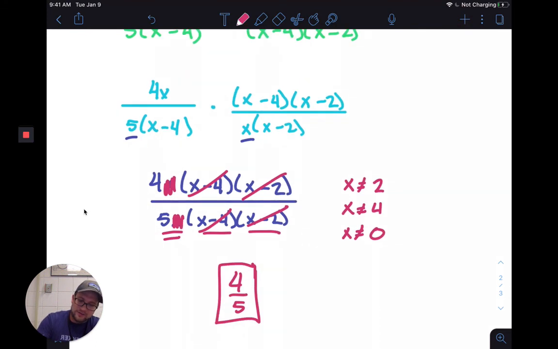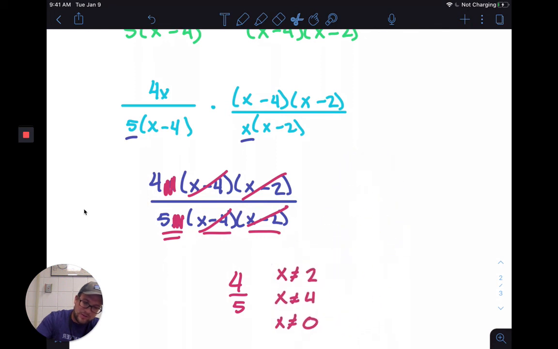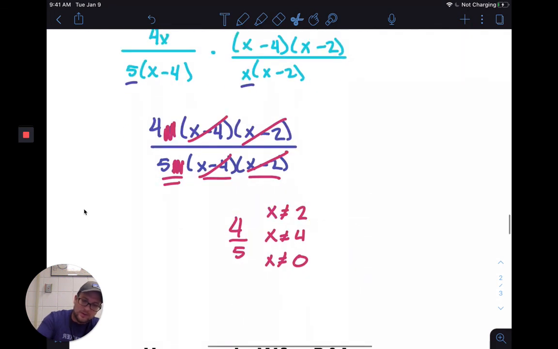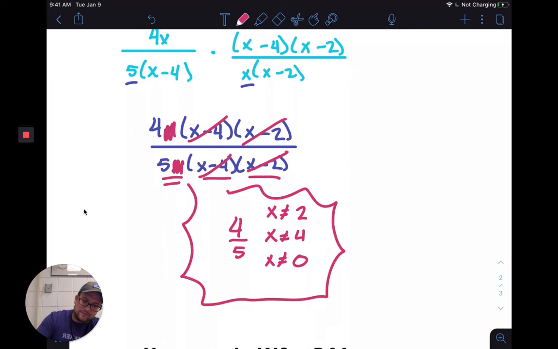Now, one thing that actually makes this a little unique is the fact that it's just 4/5 that is left. And there is no x even, but you do still need to state this as the domain because it's where it came from that we need to be aware of.